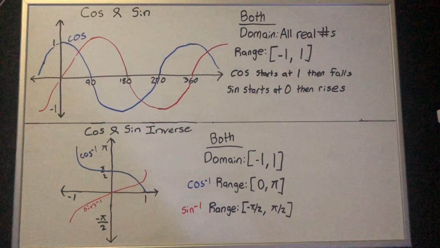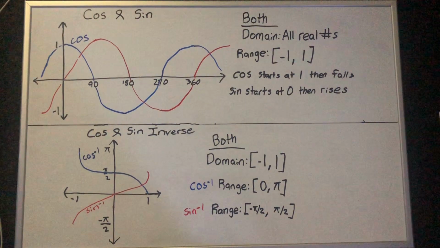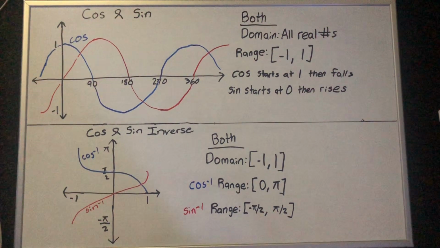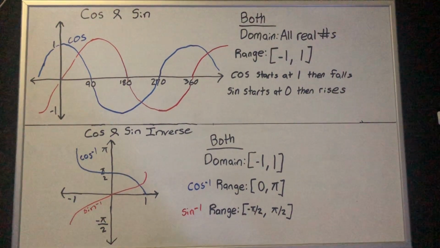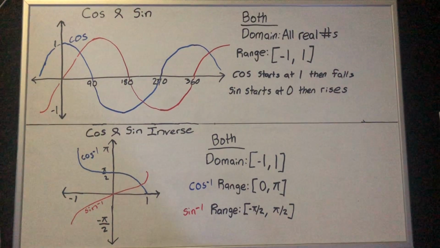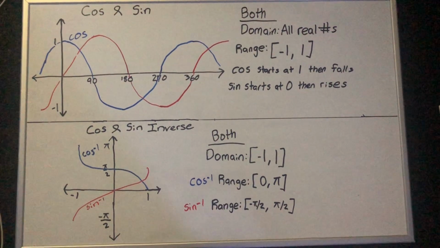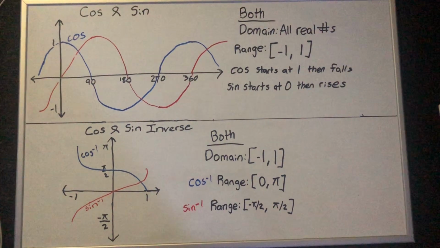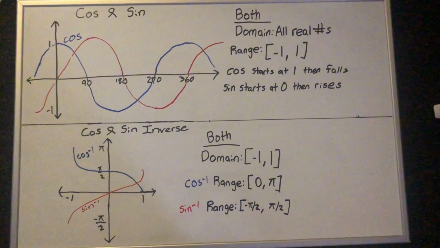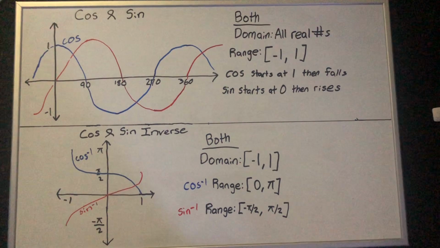For the cosine and sine graphs, they look exactly the same, apart from the fact that the cosine graph has a y-intercept at 1 and the sine graph has a y-intercept at 0. Cosine measures the horizontal distance from the y-axis, and sine measures the vertical distance from the x-axis. They both have the same domain of all real numbers and the same range of all numbers greater than or equal to negative 1, but less than or equal to 1.